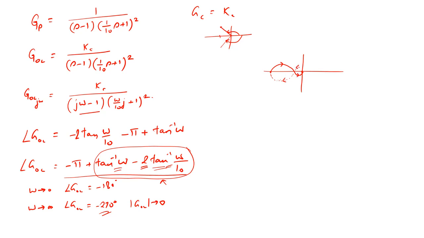Now there are 3 possible scenarios. Gain is so small that minus 1 is very far away. Okay, so that's scenario number 1. There's another scenario where minus 1 is inside.